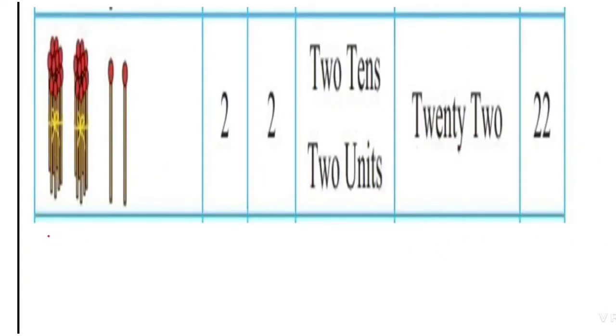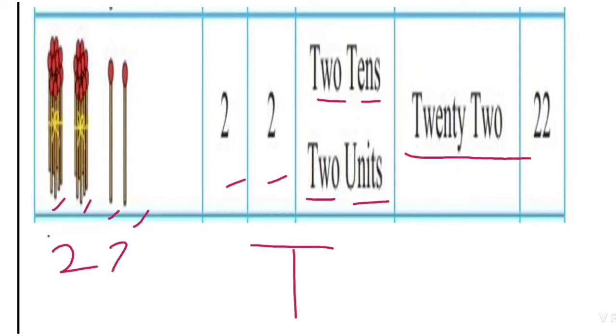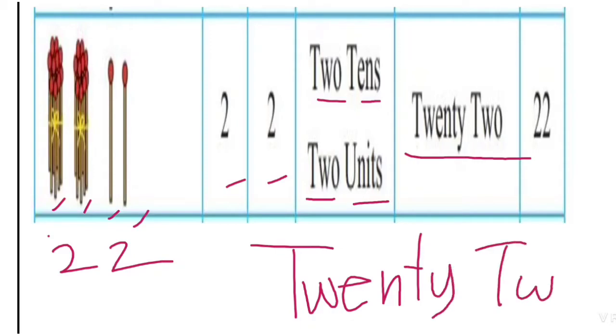Next, 2 tens. There are 2 bundles of 10 matchsticks, 2 tens, and 2 units 22. 2 tens 2 units 22. The spelling is TWENTY 20, TWO 22.